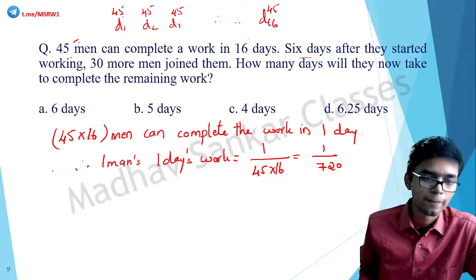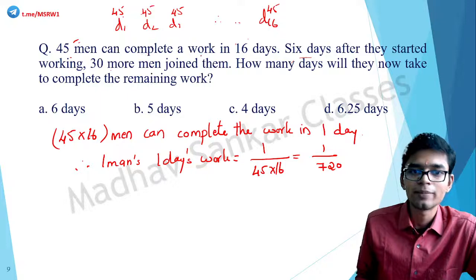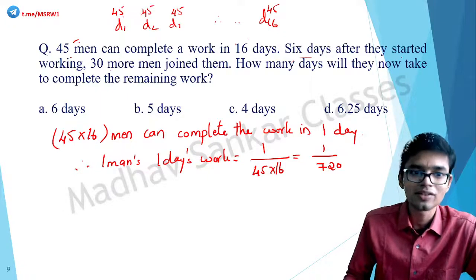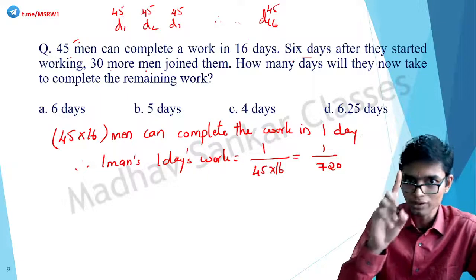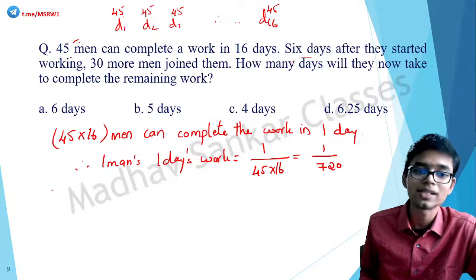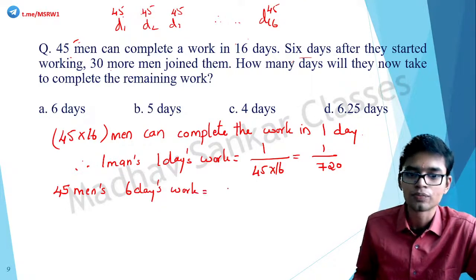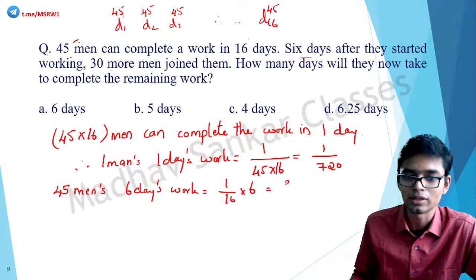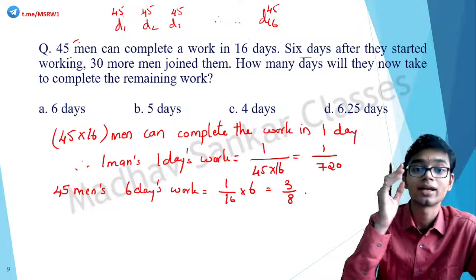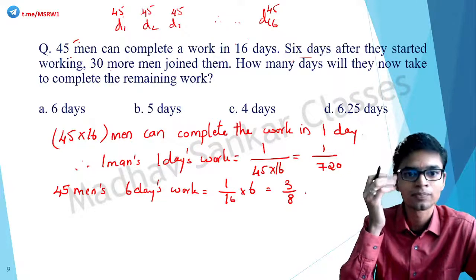Alright, now 45 men can complete their work in 16 days. 6 days after they started working, so they worked for 6 days. How much work is completed in 6 days? 45 men's 6 days' work is equal to how much? 1 by 16 into 6 is equal to 3 by 8. Correct, or did you understand this one?